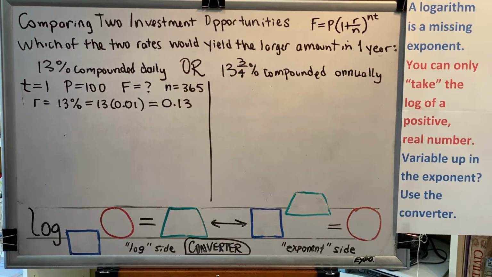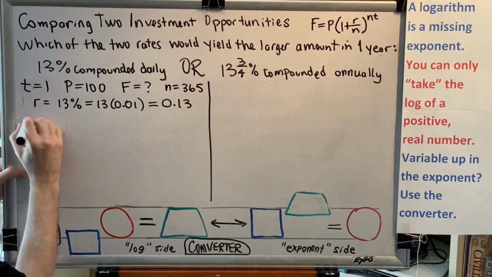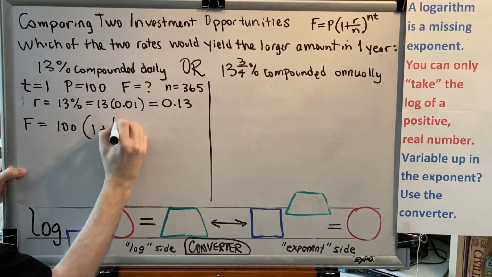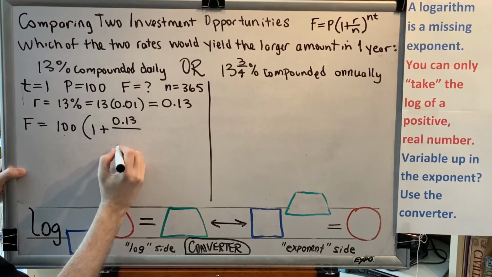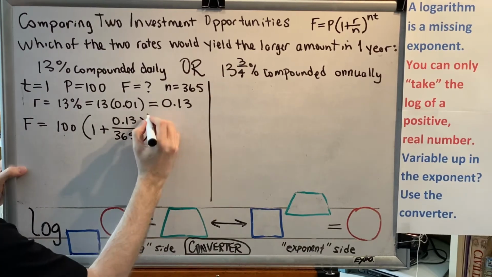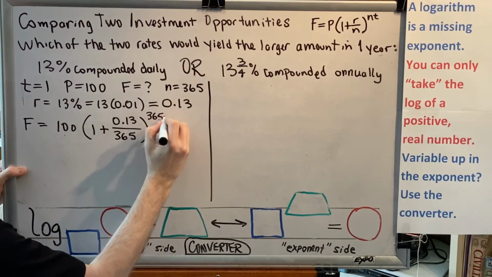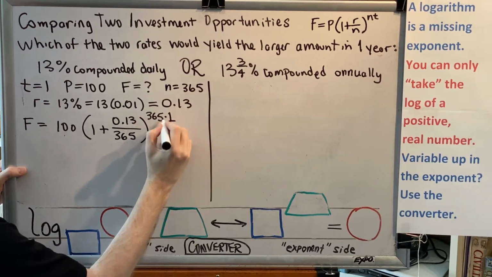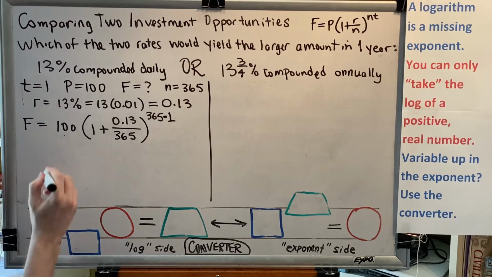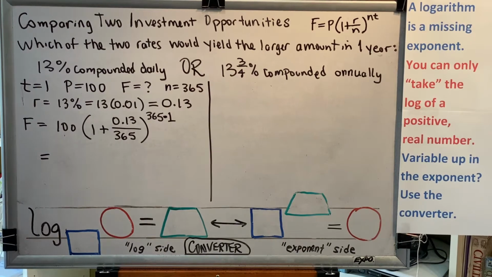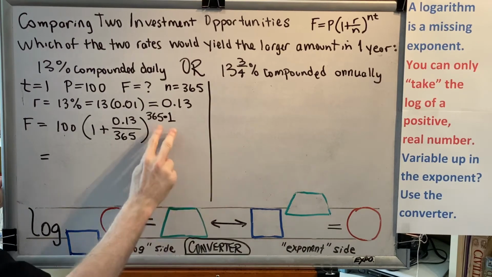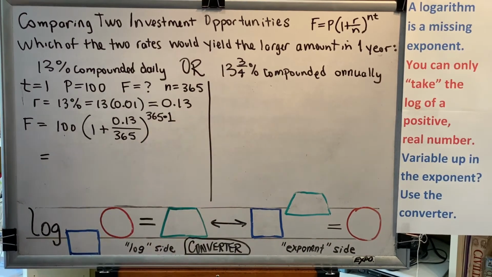Okay, putting all of these in our formula, we're going to get the following. F equals P, which is 100, times (1 + R, which is 0.13, over N, which is 365), raised to the NT power. So that's 365 times 1. This is not a decimal, this is a multiplication dot. Now we're going to begin the simplifying process by using order of operations. One thing that is hopefully very clear is that 365 times 1 is just 365. So when we put that in our calculators, we won't put in the times 1.